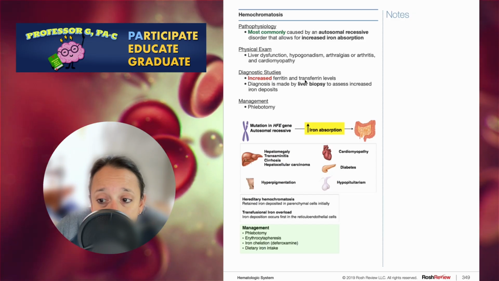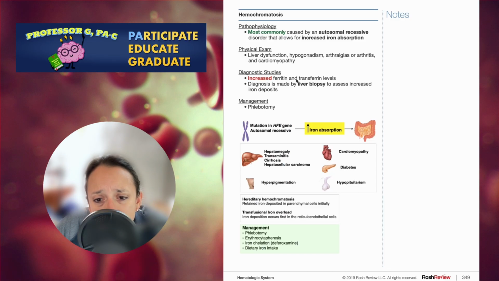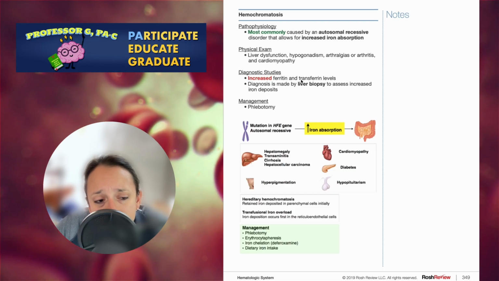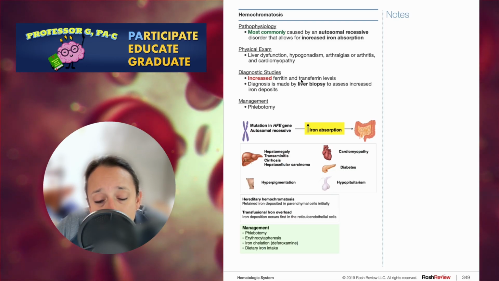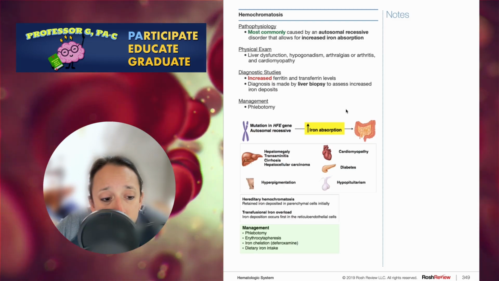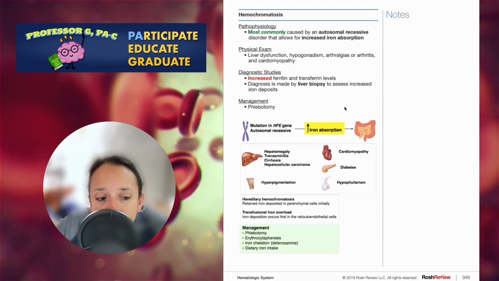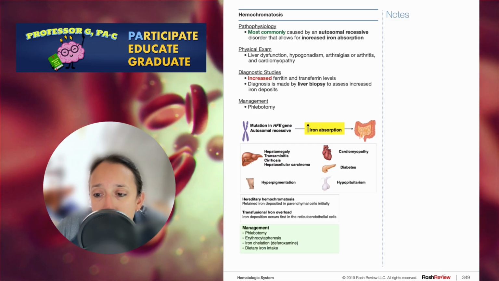The TIBC is low since the body already has too much iron, and the diagnosis can be made with genetic testing for the HFE mutation or a liver biopsy. Treatment is going to involve removing excessive iron, usually through regular phlebotomy, and then you can also remove it via chelation therapy.